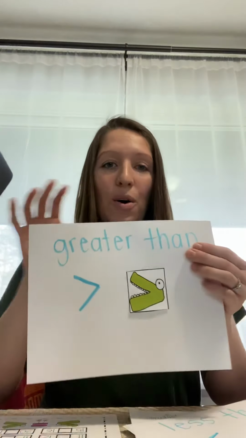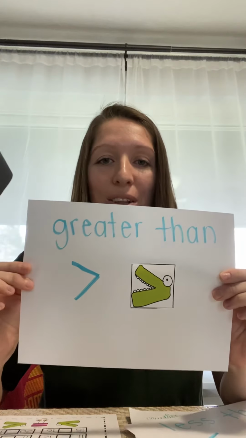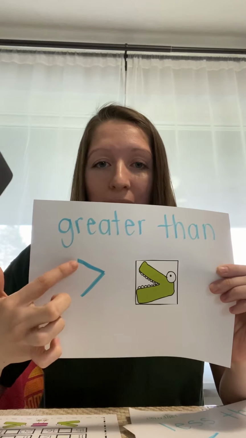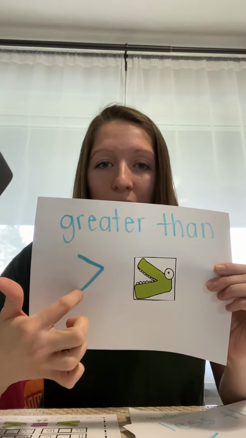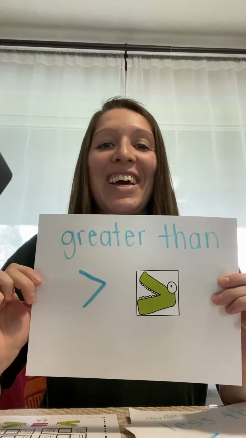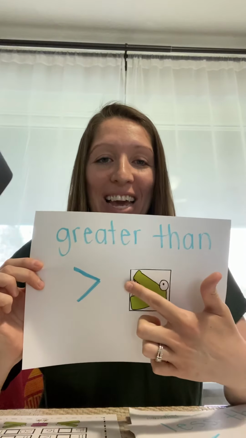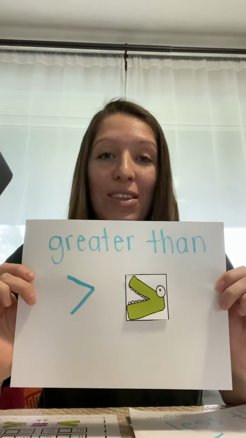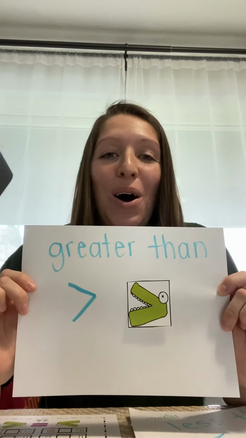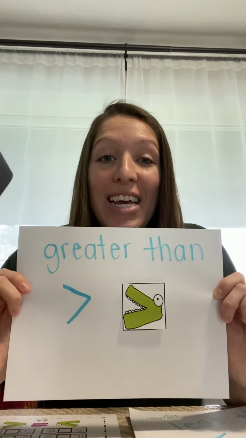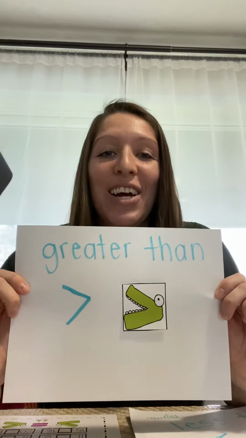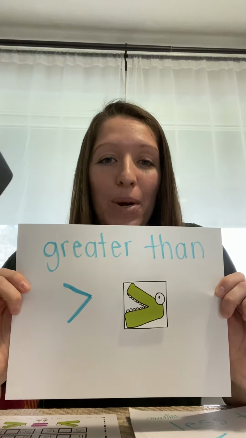We also have to know our signs. This is the greater than sign. Notice how we have this opening first, and then it comes down to a point. It kind of reminds us of an alligator mouth. To help you with this, there's a helpful trick. We always say the alligator eats the bigger number. You say it with me. The alligator eats the bigger number.